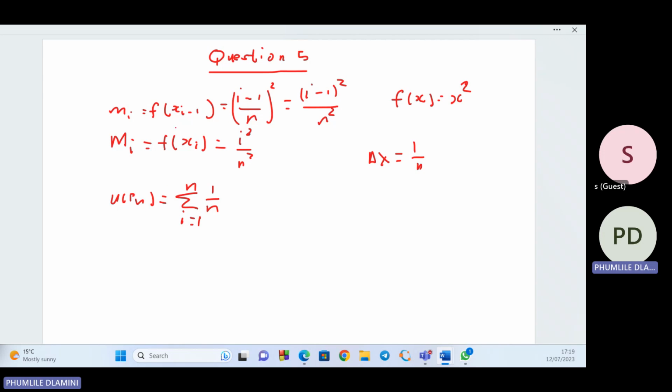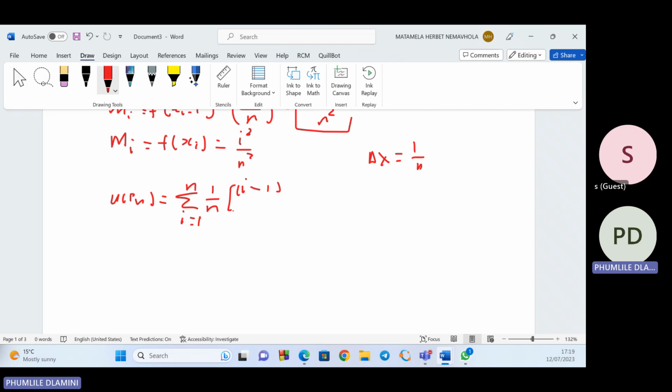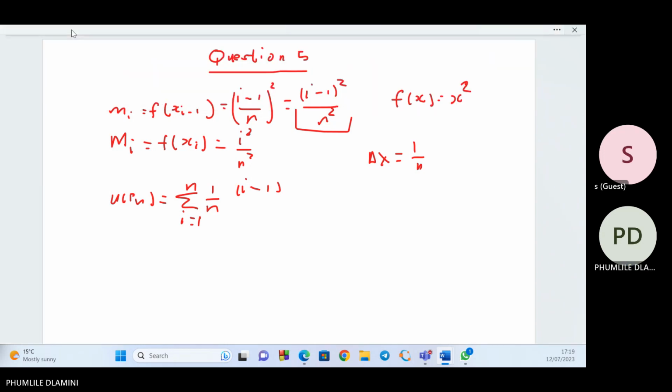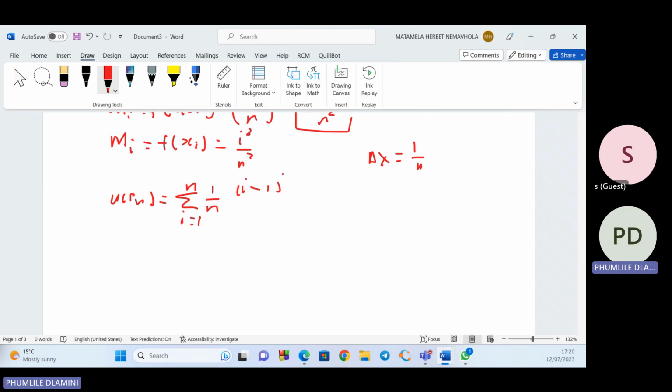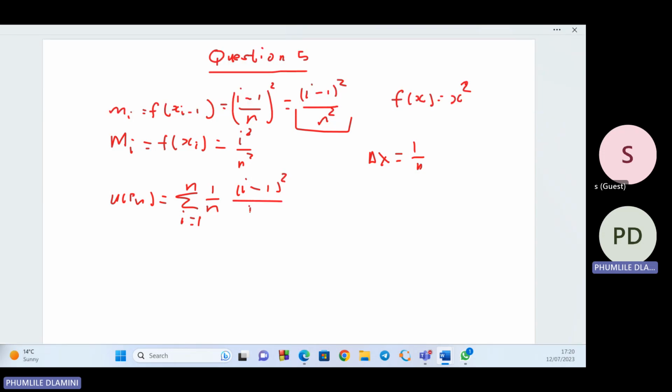When we use it for the upper sum, we substitute this one. So we're going to substitute again. We will say (i minus 1) squared. We can just say i minus 1, there is no need for me to put these brackets. (i minus 1) squared divided by n squared. So now after this, we're going to simplify. This is going to be the same as 1 over n cubed. We multiply n times n squared, which is going to give us 1 over n cubed.